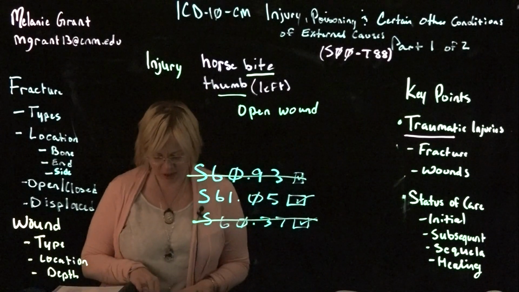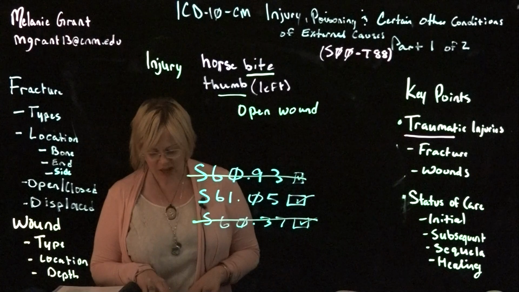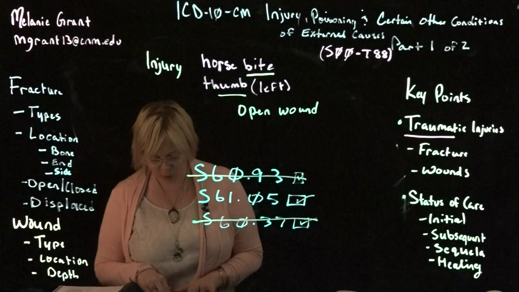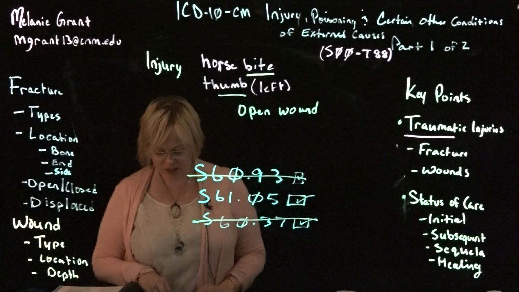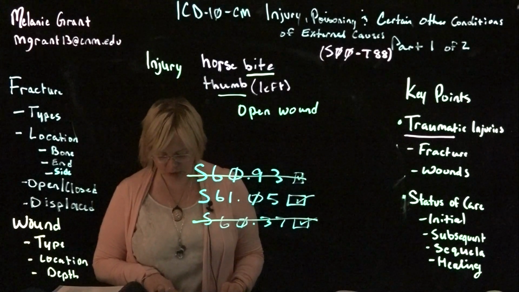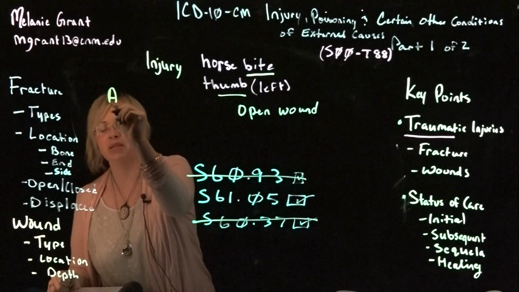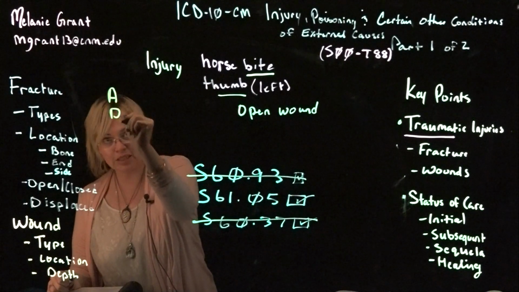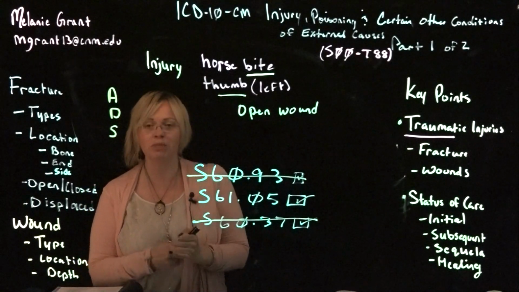Now, I noticed that it also says to code additional wound infections if they apply, and it excludes any open fractures or traumatic amputations. There is an appropriate 7th-digit character for initial, subsequent, and sequela. Okay, so I know it's going to be either A, D, or S. And these definitions don't change, only which ones apply do.